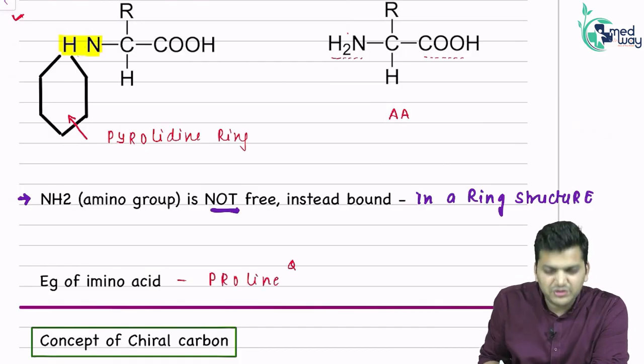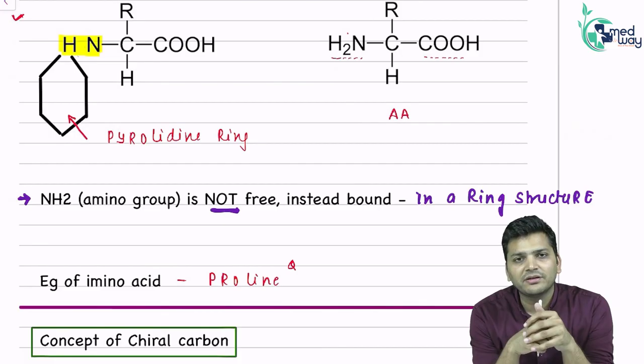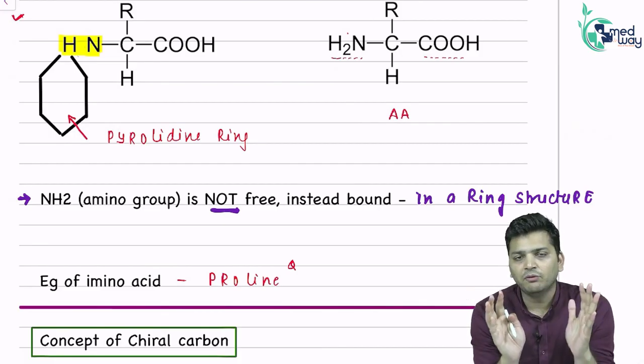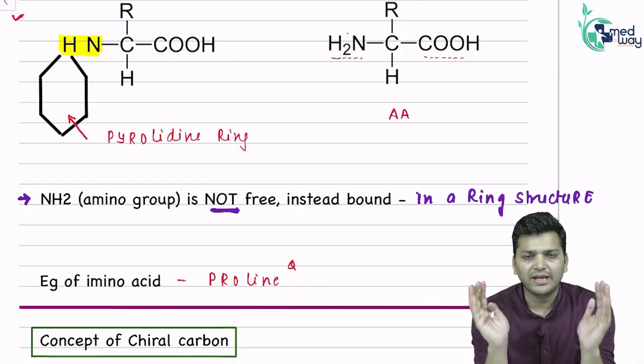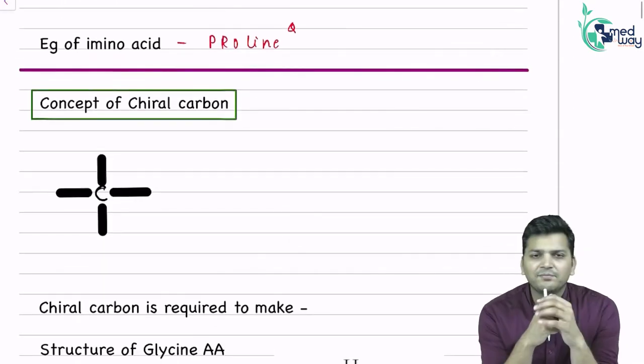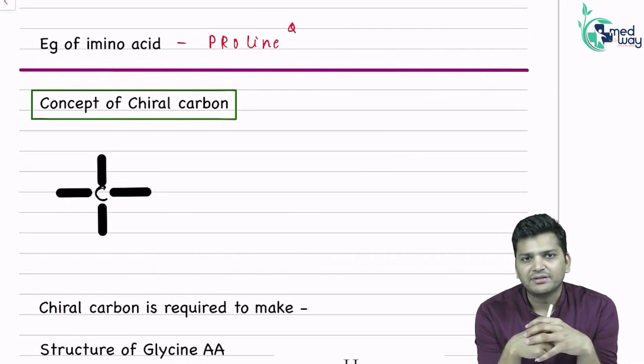So if the amino group is not free, it is bound in a ring structure, then such an amino acid is called an imino acid. And what is the example of an imino acid? It's a very important question. The example of an imino acid is proline. Very good. The last concept before going into the classification: the definition of chiral carbon.